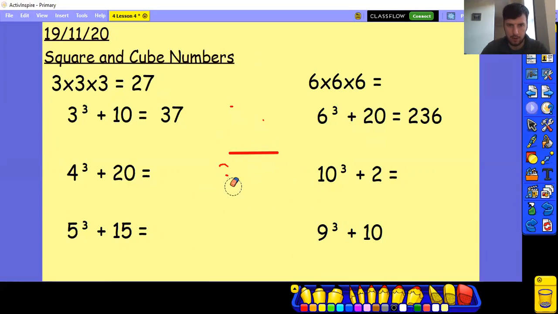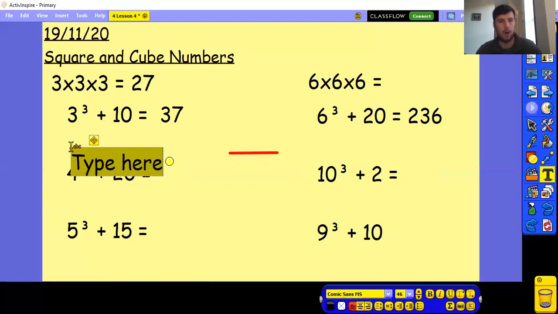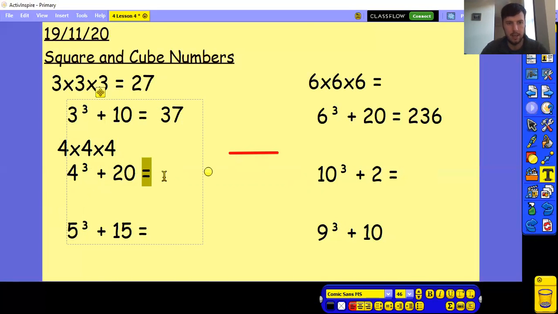Right, let's see if you can have a go at the remaining 4 on your piece of paper. Right, okay, so we got 4 times 4 times 4. 4 times 4 equals 16. 16 times 4 equals 64. 64 add 20 equals 84. Well done if you got that.